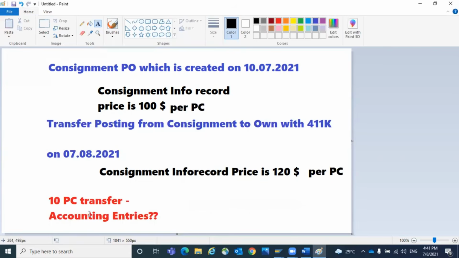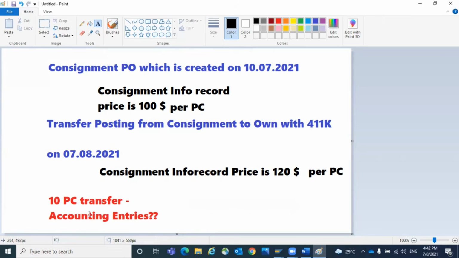First, one question. When the transfer happens, will the $100 price come or $120? No, it will come $120. So at the time of transfer, whatever the price is available at that point of time, the system will take the same price. It won't take the price at the time of PO.